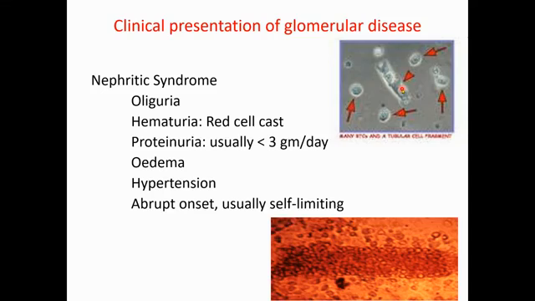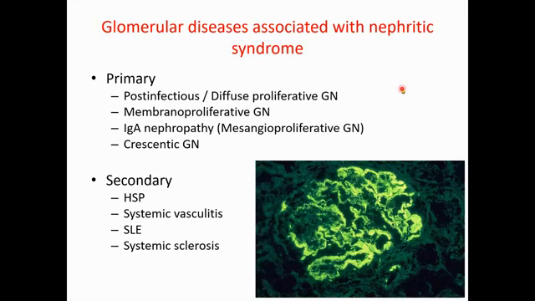The most common presentation of the nephritic syndrome is post-streptococcal glomerulonephritis, the infectious glomerulonephritis, and infective endocarditis. This group of patients presents with the nephritic syndrome. There is the primary nephritic syndrome and the secondary nephritic syndrome. The primary one is post-infectious, that is diffuse proliferative glomerulonephritis, usually post-streptococcal glomerulonephritis. Membranoproliferative glomerulonephritis is another one.